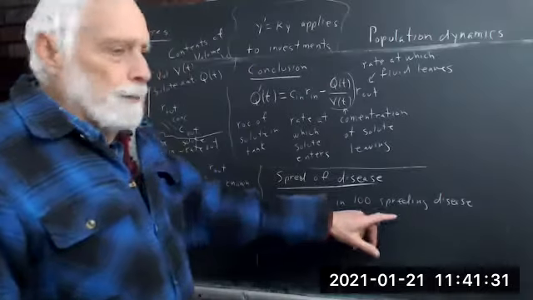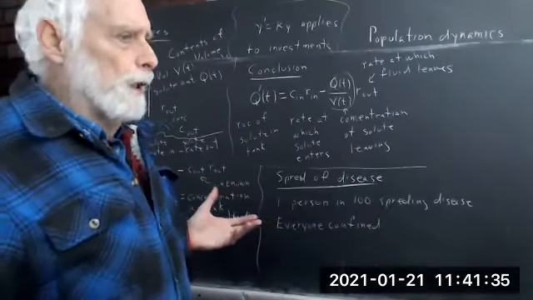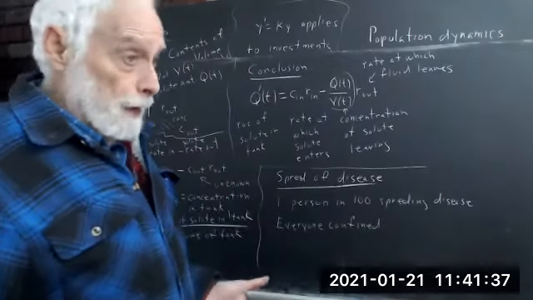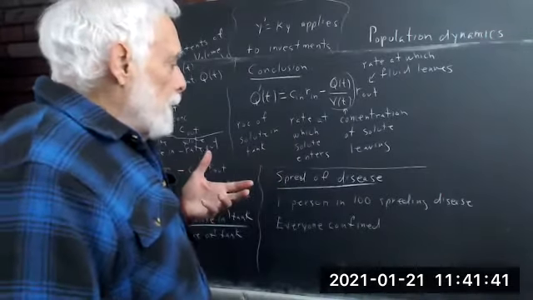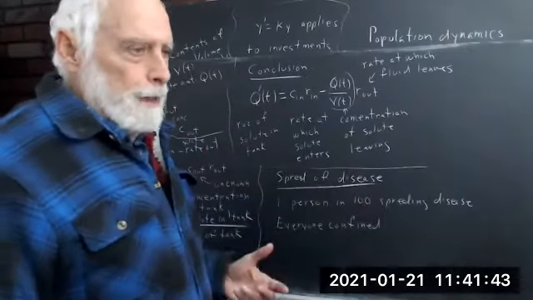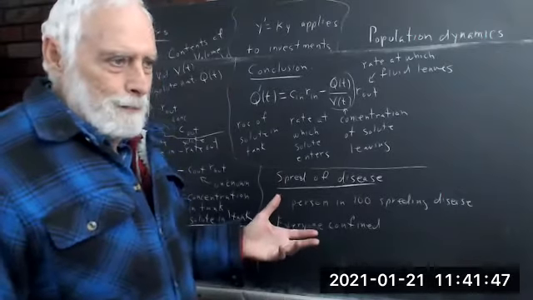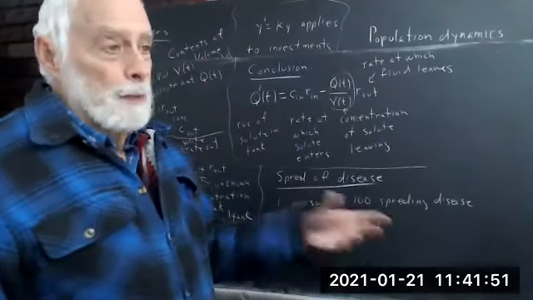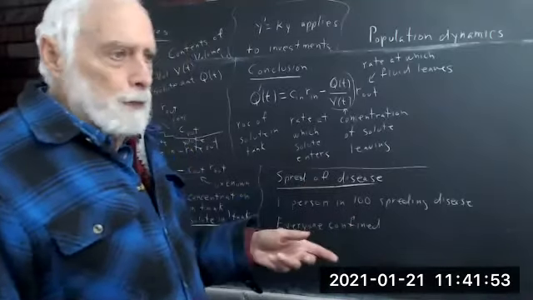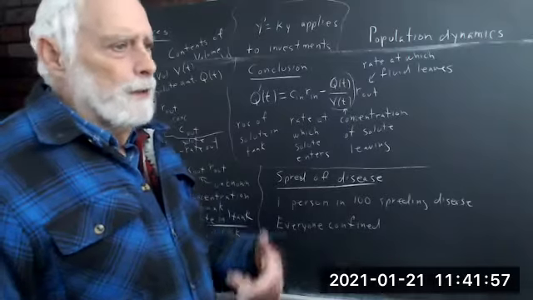Well, this one person is going to inevitably, if it's a highly contagious disease, which is what we've got going on right now, that one person's going to spread it. Now, it's going to take a few days for the next person to get infected and to start spreading. But we're going to assume that once a person is infected, they're instantaneously going to start spreading.